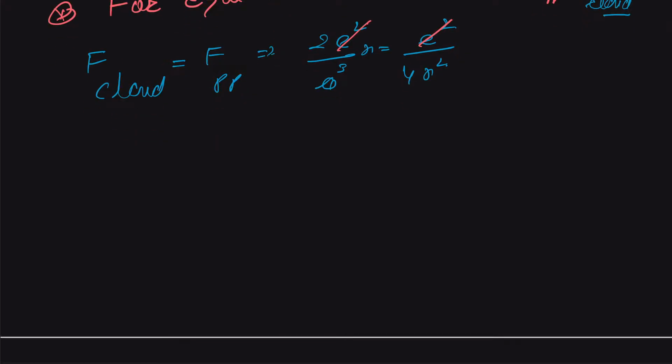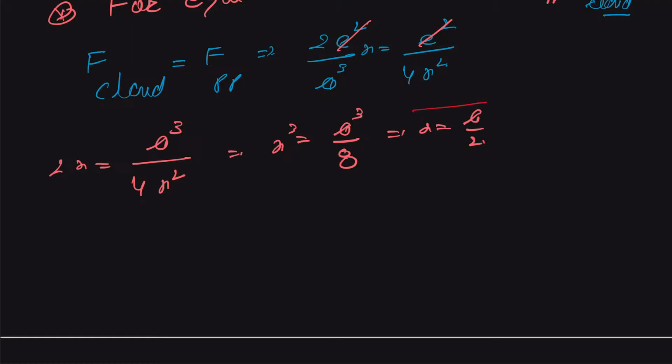Therefore from here we get 2x will be equal to a cube upon 4x square. So this comes as x cube will be equal to a cube by 8, or we can say x is equal to a by 2. Okay, so this is the distance for the equilibrium condition.